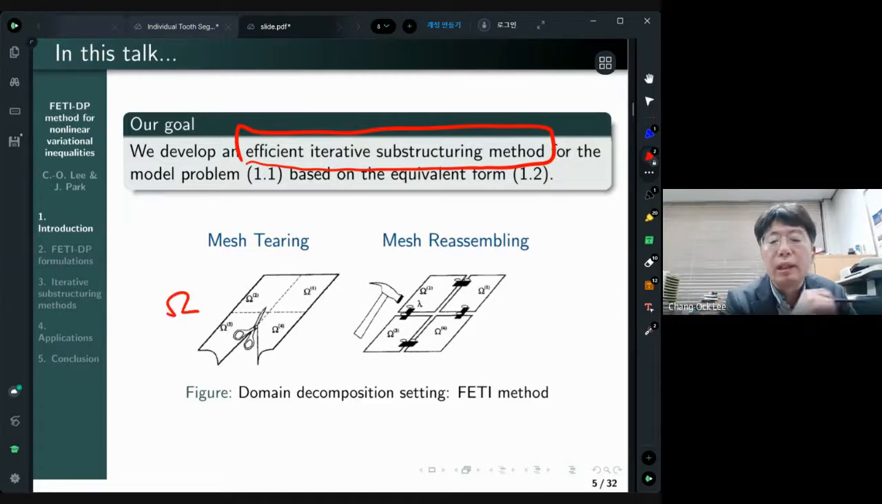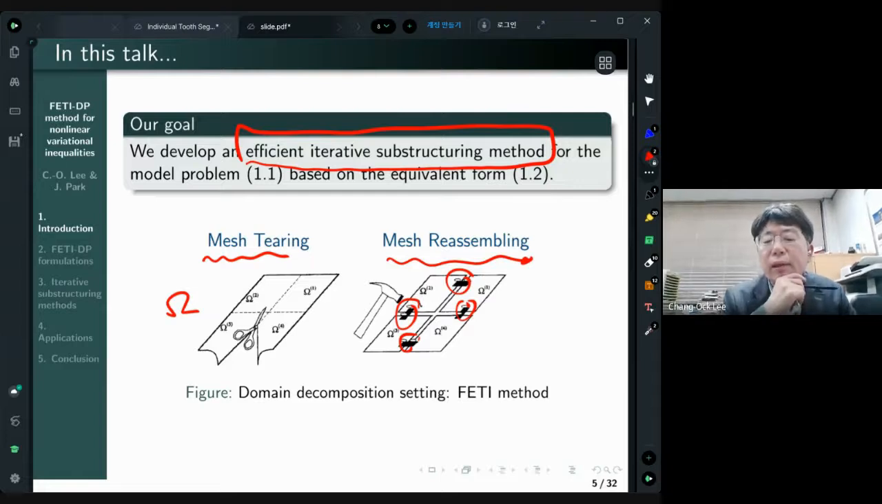Suppose that we have a domain omega here, then we take partitions of this domain omega into several subdomains. That process is called mesh tearing. After we tear the meshes, we have partitions of subdomains, and then we connect the solutions of the problems in each subdomain by using Lagrange multipliers on the interface. This is called mesh reassembly. If you look at the method, you find the tearing and interconnecting, so we say this process is reassembling or interconnecting.